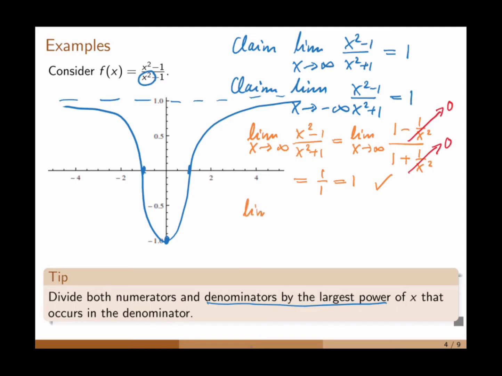And then for the limit as x goes to minus infinity of x squared minus 1 divided by x squared plus 1, it's a very similar calculation, and I just leave it to you to do yourself.